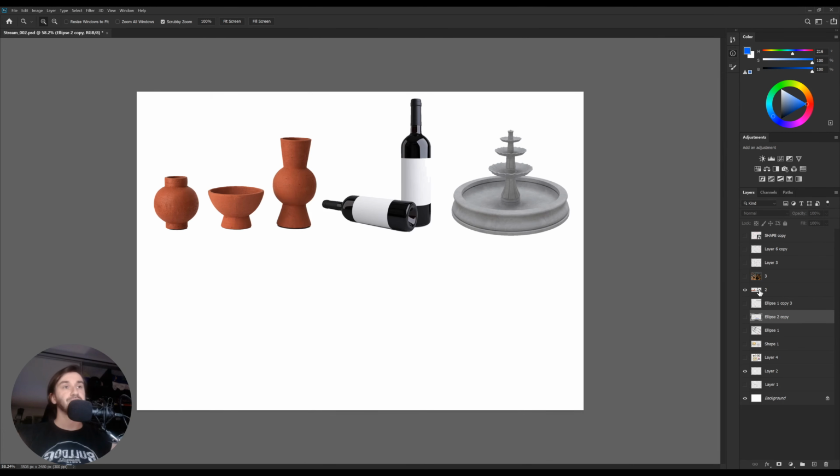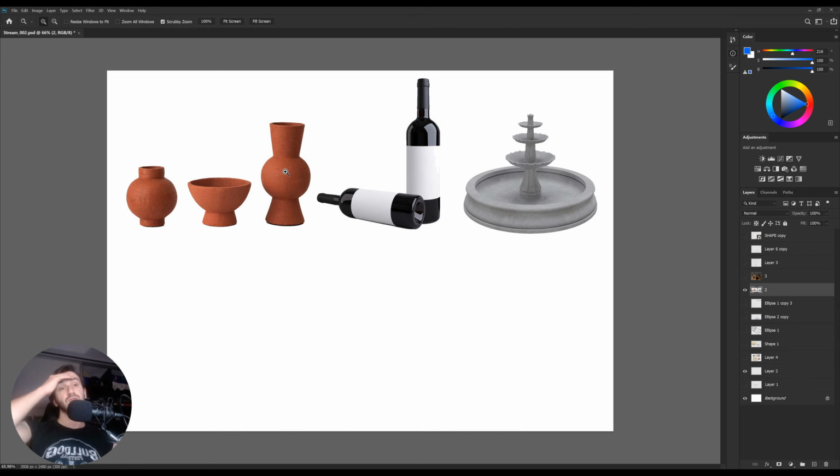And for the things that I would like to show you how to draw today, using those methods and everything, will be some simple vases, some wine bottles, and some sort of a fountain or something like this, because these objects may seem complicated to draw, but actually they are really not that complicated to draw.